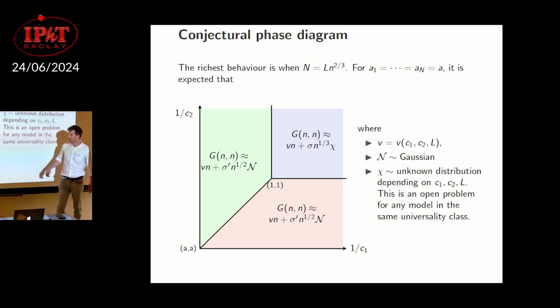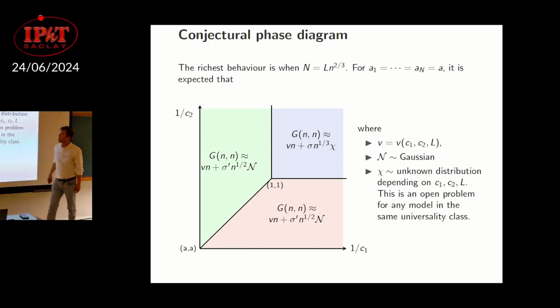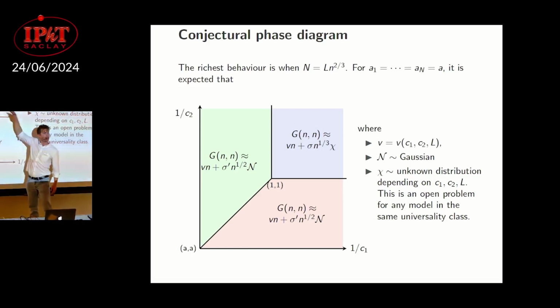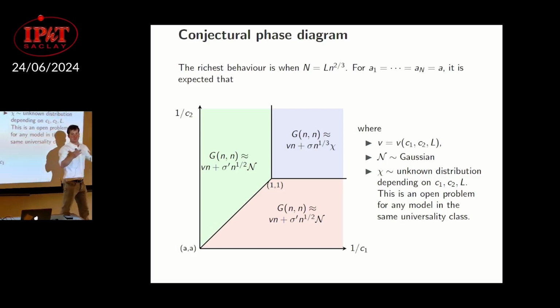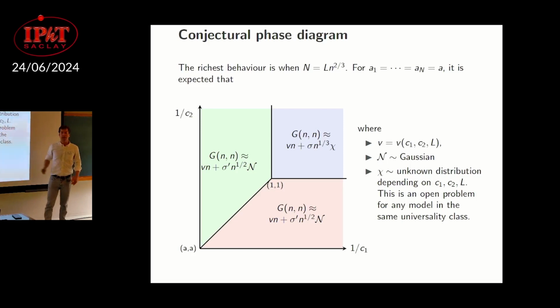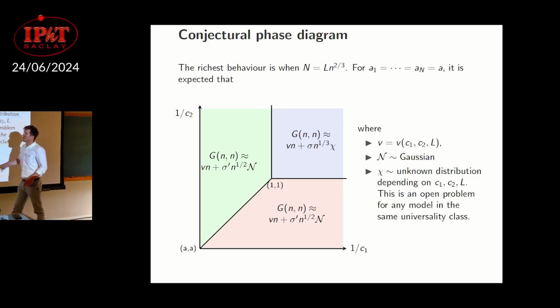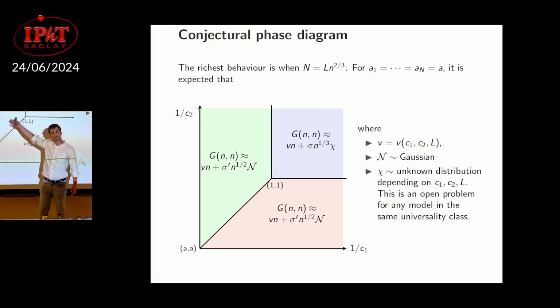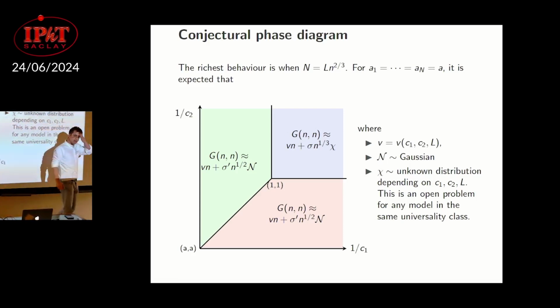And let's say that the parameters A_i are all equal to A, and then we expect that there are three phases. So here the phases are written in the two axes 1 over C1 and 1 over C2, the two boundary parameters. When C1 and C2 are rather small, the boundary weights don't play too much role, and we expect that fluctuations are on the scale n to the 1/3 with some unknown distribution, and it's unknown for any model. While in the other phases, fluctuations will be governed by weights on one of the boundaries, and here by the other boundary, and so fluctuations will be Gaussian.